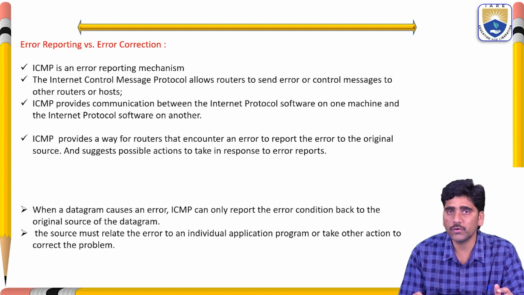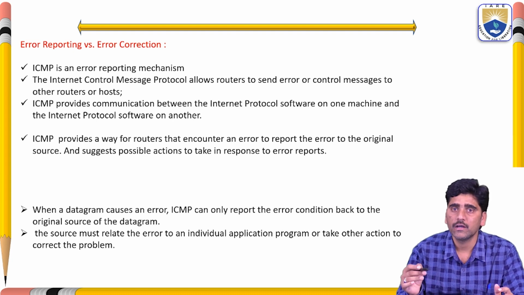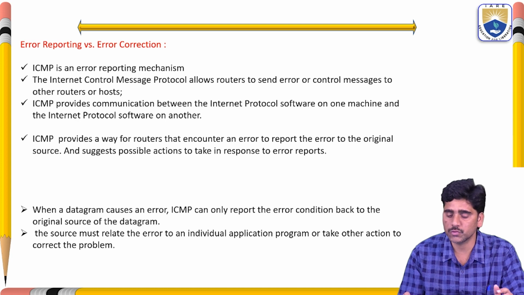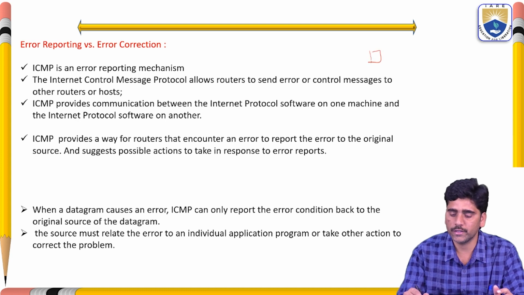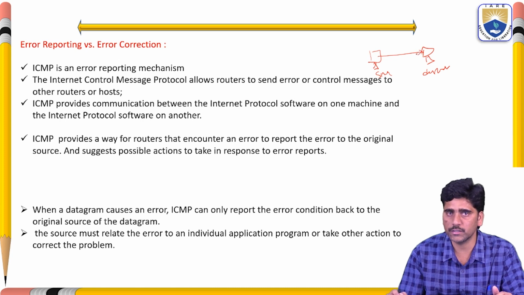And now, error reporting versus error correction. During the transmission of the data from source to destination, there may be a router failure, or the data transmission may fail due to different types of issues, based on different types of activities or tasks.